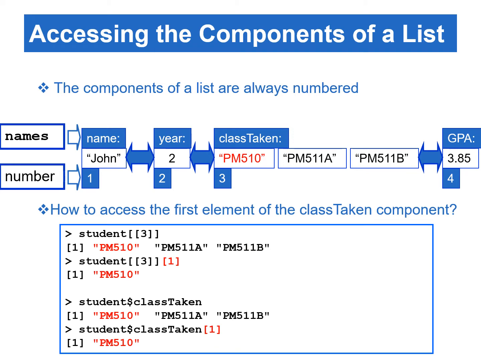This example shows how to access the first element of the class taken component. Using the double brackets returns the class taken vector. Then we enclose 1 within the single brackets, to return the first element, which is PM510. The second method is using the $ sign, instead of using double brackets, to access the class taken vector. Then we enclose 1 again within the single brackets.